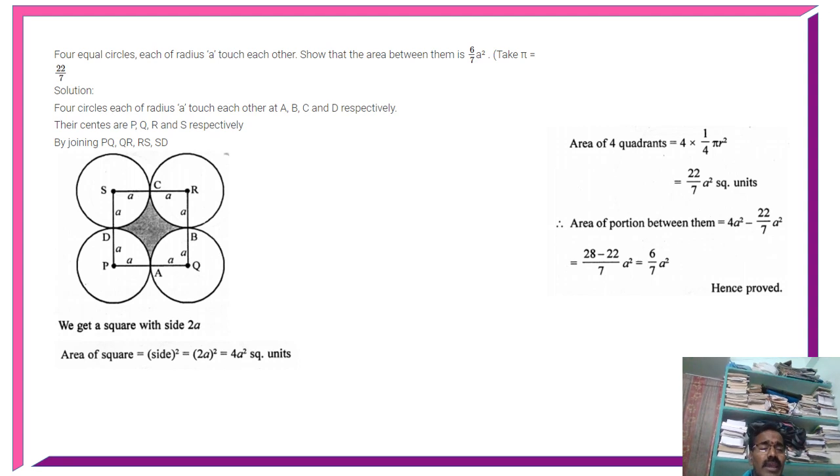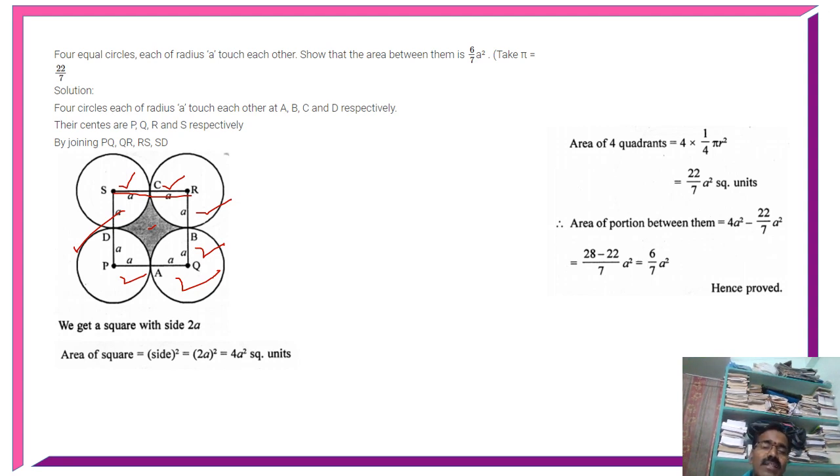Let us look here again. It is given that four equal circles, each of radius a, touch each other, so the area is this shaded area. Let us take the side of the square as 2a centimeters. The radius of each quadrant becomes a, because it is half of the side of the square. We know the area of the shaded region is equal to the area of the square minus the area of the quadrants.